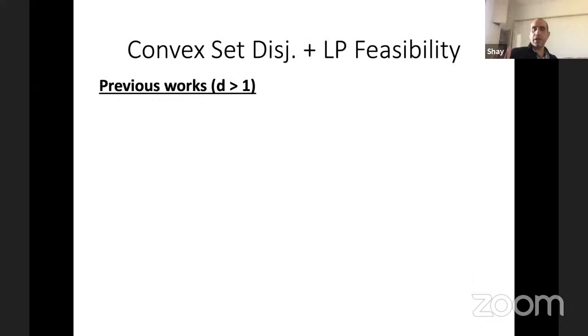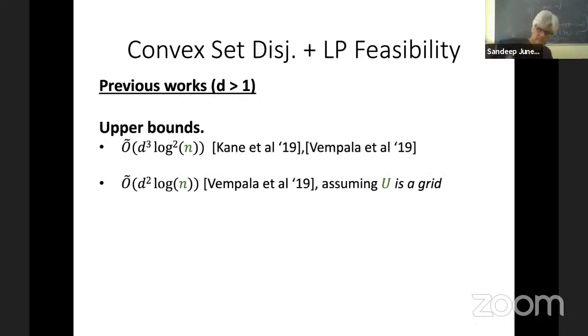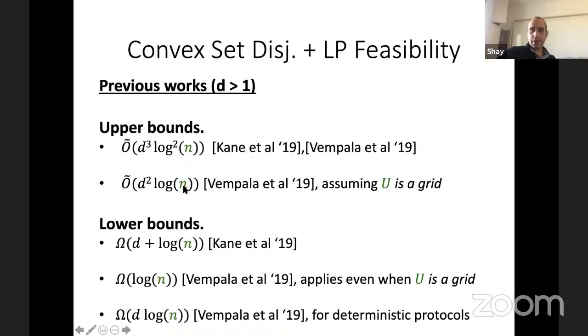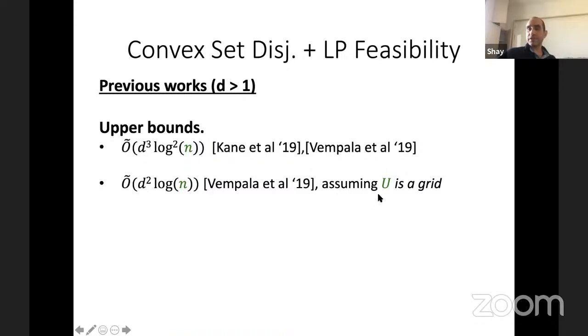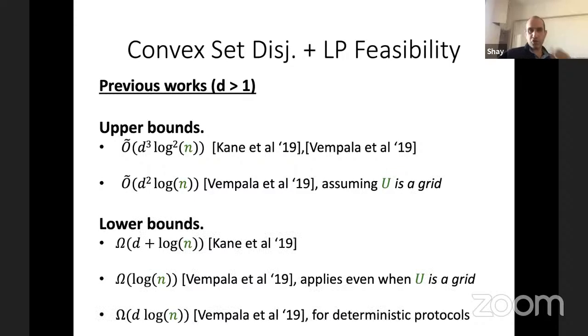Okay, so let's continue. Now let me describe the main results for the decision problems, LP feasibility and convex set disjointness. As I said, they are the same. The previous work: there is an O tilde d cubed log squared n protocol, again by us and also by Vempala. Vempala et al. also gave a d squared log n protocol, but this is under the assumption that U is a grid, so the universe is nice in some sense. And for lower bounds, again there is the lower bound from before, d plus log n. Vempala et al. gave a log n protocol which applies even when U is a grid. They only consider the case when U is a grid. Their upper bound is easier and the lower bound is harder to derive. They also gave a lower bound of omega d log n for deterministic protocols.